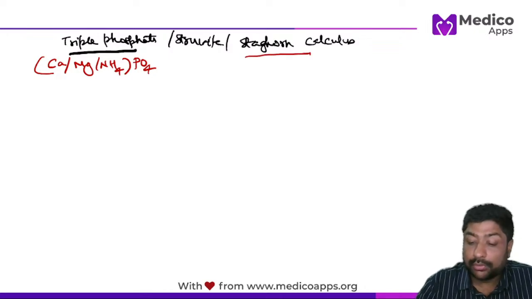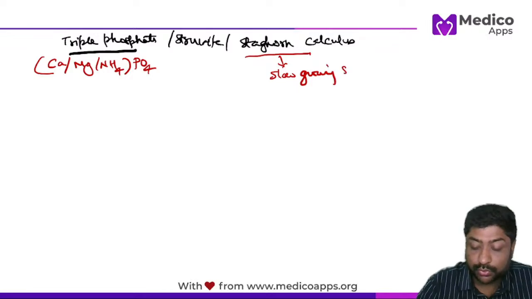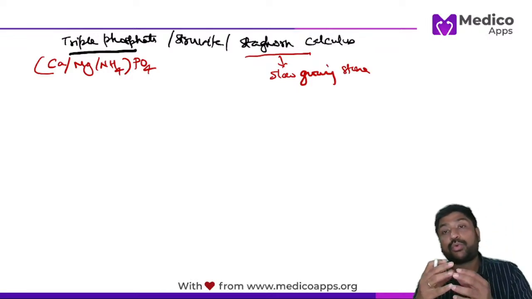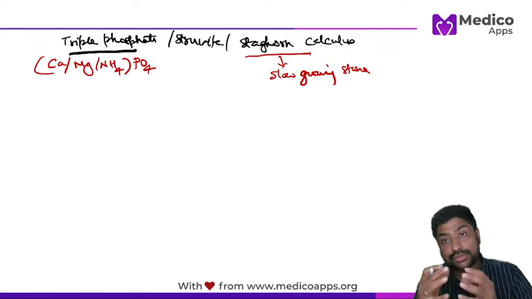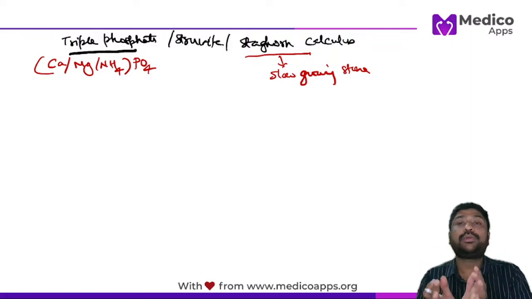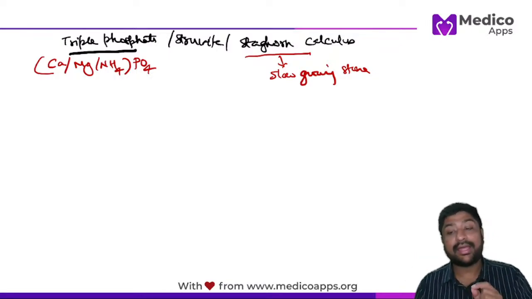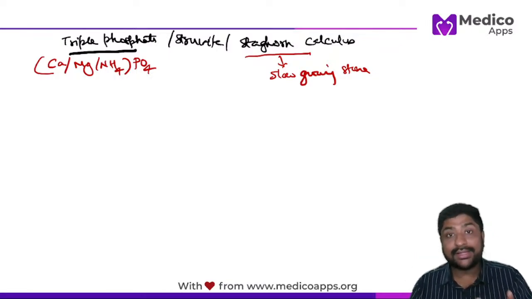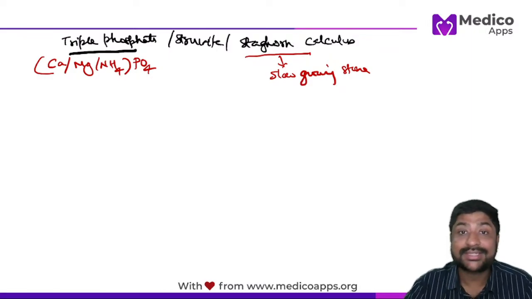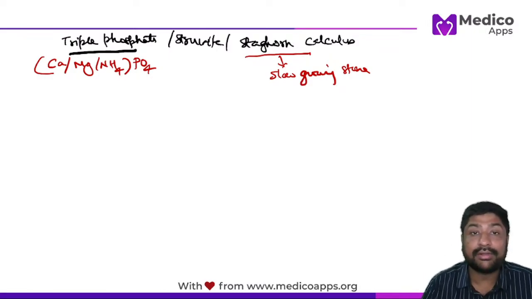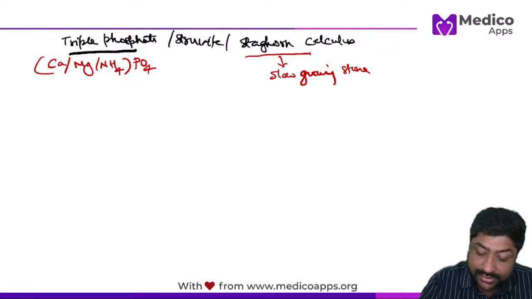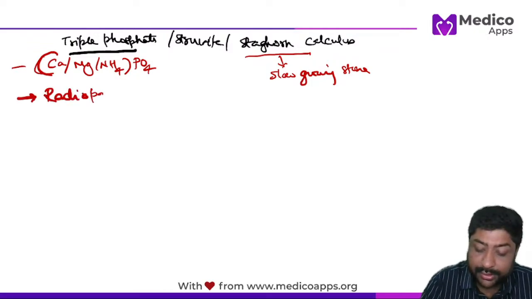Why staghorn calculus? These are very slow growing stones, but eventually they will grow very large in size and they will grow into the entire papilla, suppressing the renal parenchyma. So that is why they are called staghorn calculi. The appearance will be like that of a staghorn. Now, because calcium is there, will it be radiopaque or radiolucent? This will be radiopaque.